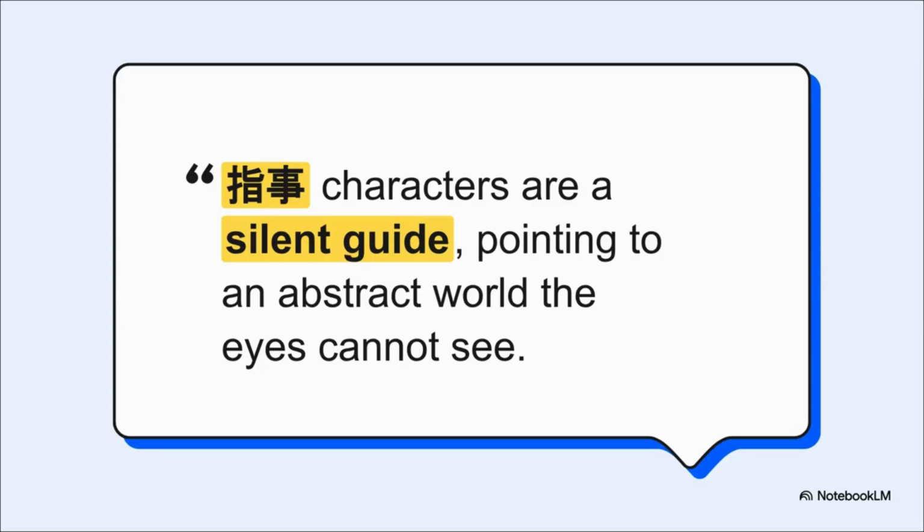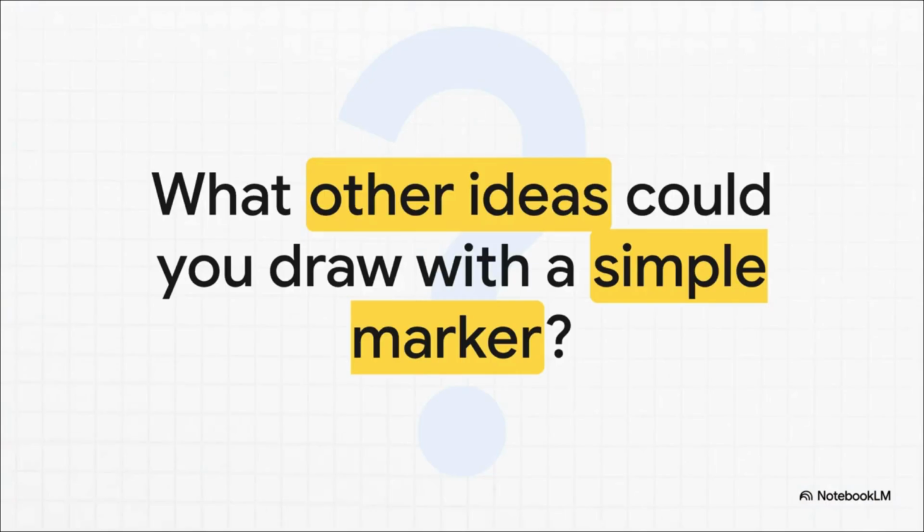There's a line from our source material that just sums this up perfectly. It says that these characters are like silent guides. They use the simplest marks to point us toward a whole world of ideas that we can't physically see, but we can definitely understand. And that brings us to a final thought to chew on. Now that you get this basic design principle of pointing, what other abstract ideas could you try to draw? Like, what about middle? Or inside? Maybe even numbers? How would you do it with just a simple shape and a marker? It's a really fun puzzle to think about.